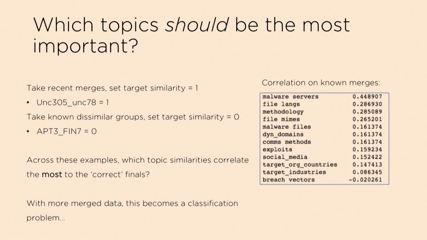At the recommendation of one of my colleagues, David, he gave this cool idea to take the ones that we know are similar and set their similarity to 1. And then take the ones we know are not similar, which is actually not that many, because again, we don't know what we don't know, and we don't know that two groups aren't similar until we really do. So APT3 and Fin7 are definitely not similar, because Fin7 guys got arrested a couple weeks ago. And so we know that they're different.